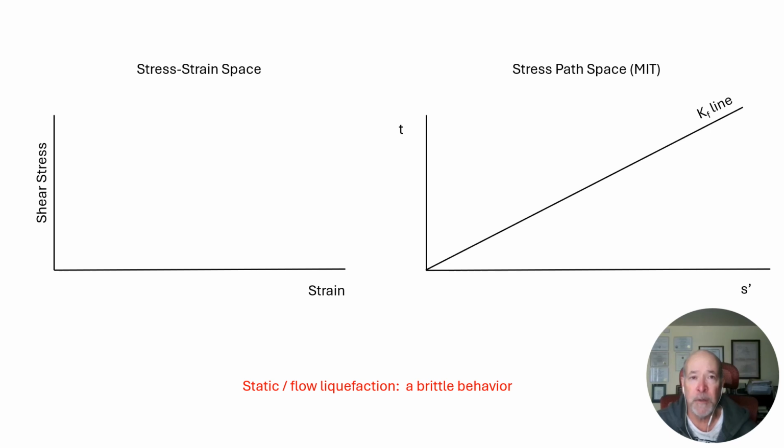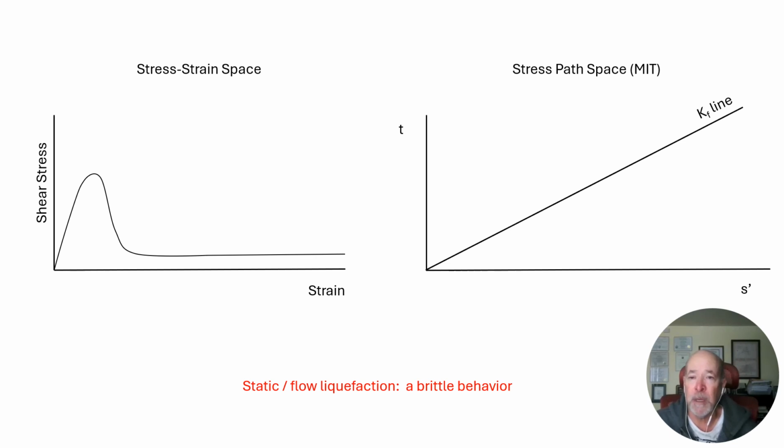So here we have our two stress spaces. On the left-hand side, we have stress-strain space. Right-hand side, we have stress path space as defined by our MIT method. Now, let's put a specimen that failed under brittle conditions here. This is what we're talking about with static or flow liquefaction, is a brittle failure.